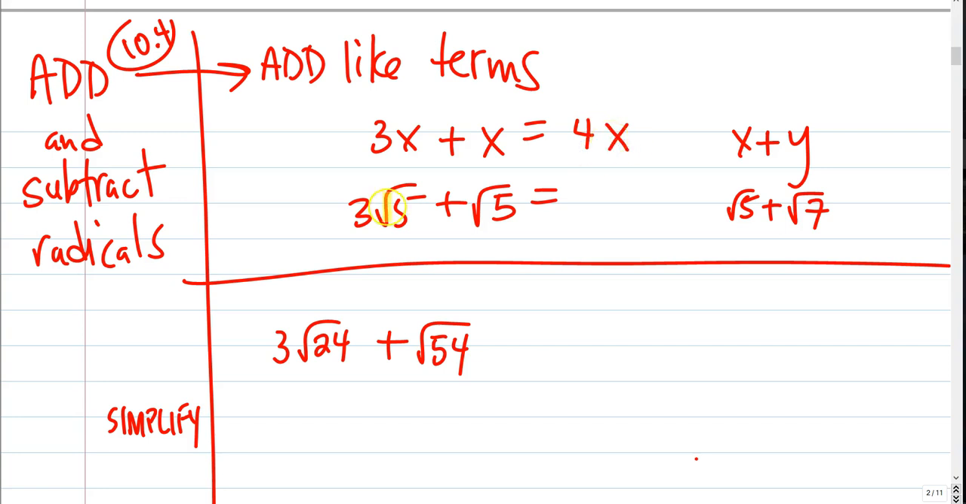This is basically like a variable. We're adding root 5s. If I have 3 of them plus 1 more, I end up with 4. 4 what? Does the x change? So if the x doesn't change, the root 5 doesn't change. Now be careful, because the only time we can add is if they are the same, if they're both root 5s. So just like we can't add x plus y, this is already simplified.